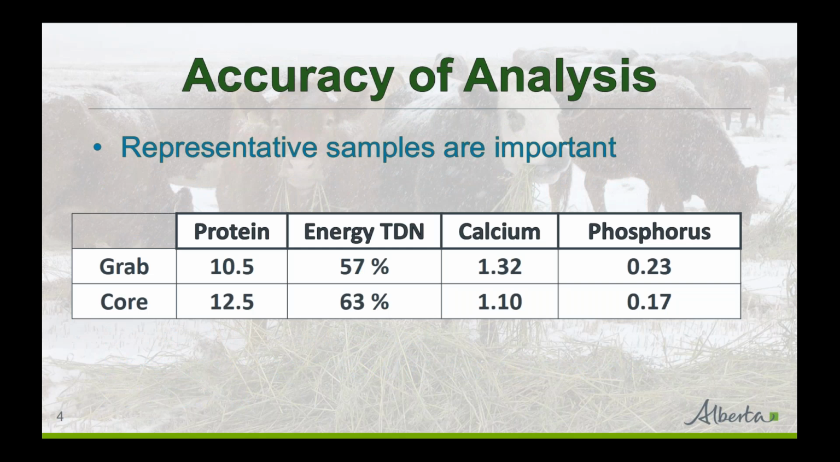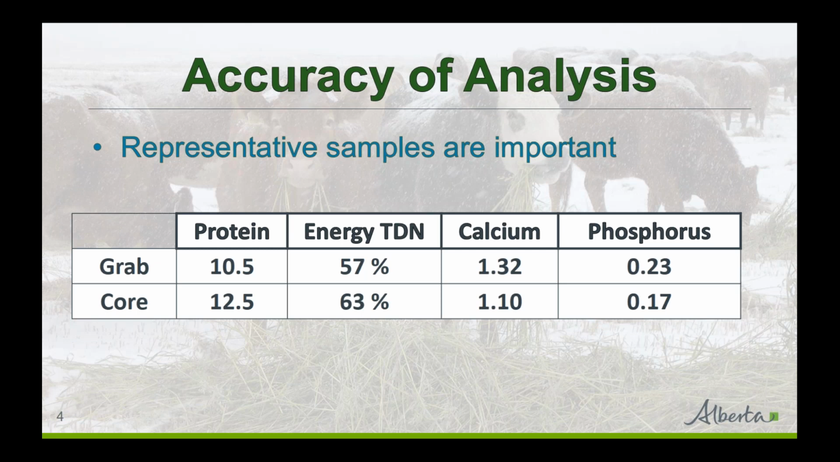So the first thing we have to look at is the accuracy of the analysis. How did you take that sample? If you used a grab sample versus a core sampling tool, there's a significant difference in the amount of protein and energy in the results.